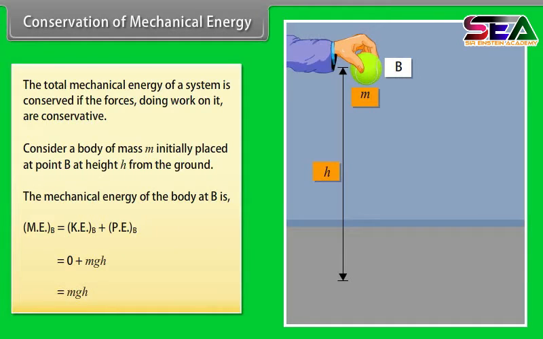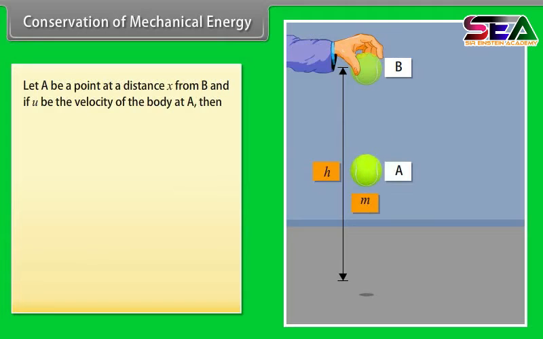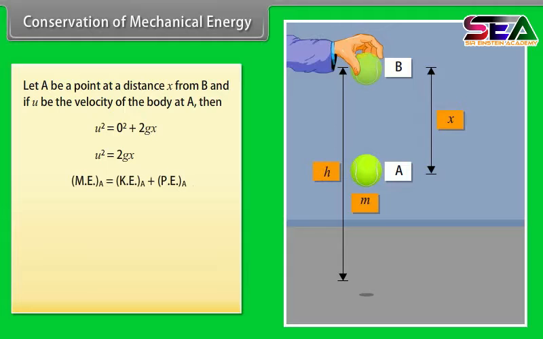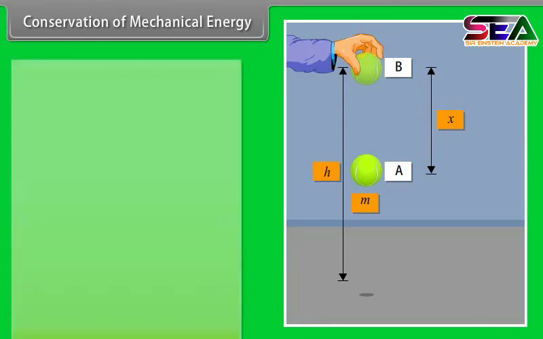Which is equal to mgh. Let A be a point at a distance x from B, and if u be the velocity of the body at A, then u square is equal to 2gx. Mechanical energy of the body at A is equal to kinetic energy of the body at A plus potential energy of the body at A. By calculating it, we get the mechanical energy of the body at A is mgh.